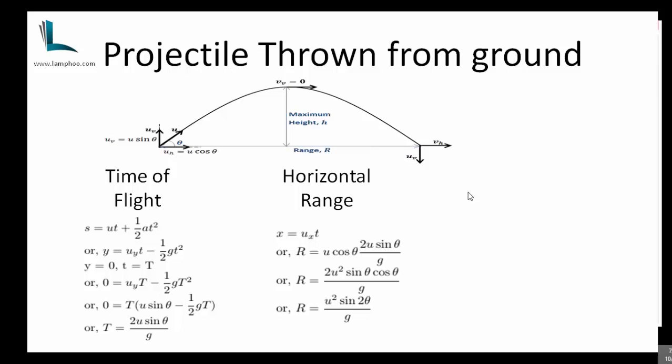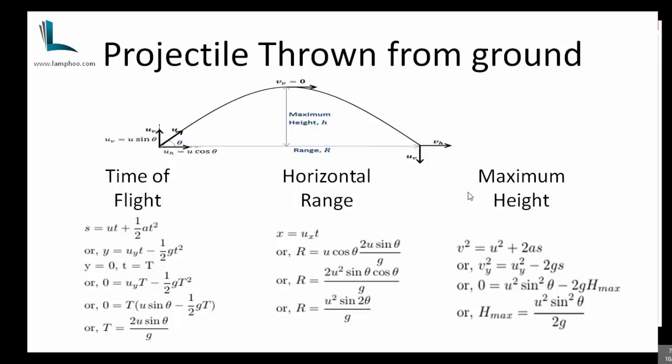Now, when x equals capital R, the time t is equal to time of flight. Replacing the value of time of flight, we get horizontal range as capital R equals u square sin 2 theta by g. For the maximum height, let us use equation of motion in vertical direction. At maximum vertical height, the vertical velocity is 0. Initial vertical velocity is u sin theta and acceleration is minus g. Solving for displacement at which the vertical velocity becomes 0, we get height as u square sin square theta by 2g, which is the expression of the maximum height.